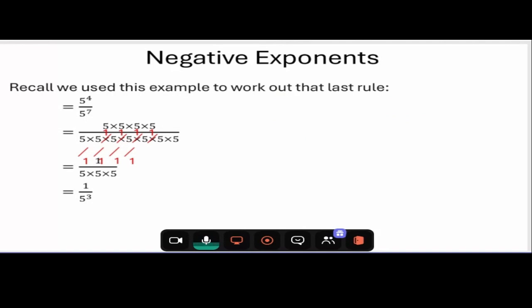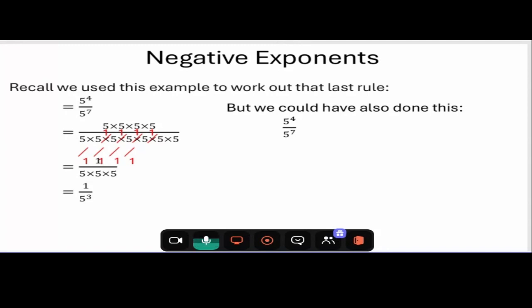We are going to look at this same setup that we used before in a different way to discover what we can learn about an exponent that is negative, because here we worked out that 5 to the 4th over 5 to the 7th is 1 over 5 cubed, right? Based on the canceling method we did. Oh, so my red lines are all off there. Sorry about that.